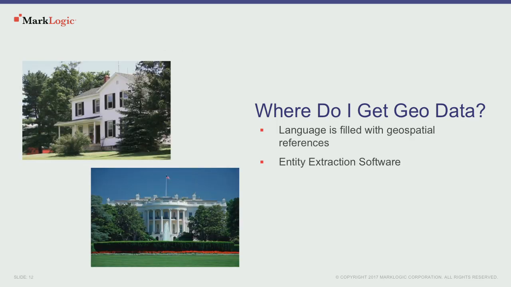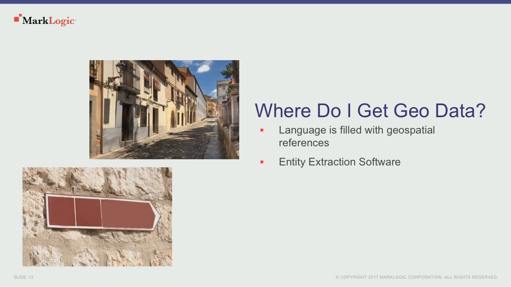Language, in my opinion, is where the coolest kind of geospatial data comes from. If I were to say something like, I'm taking the dog for a walk down past the White House, that means something entirely different from, I'm going to take the dog for a walk down past the White House. Right? The second one, obviously, we're talking about a place in Washington, D.C. The other one, we're talking about a place down the street from my house.